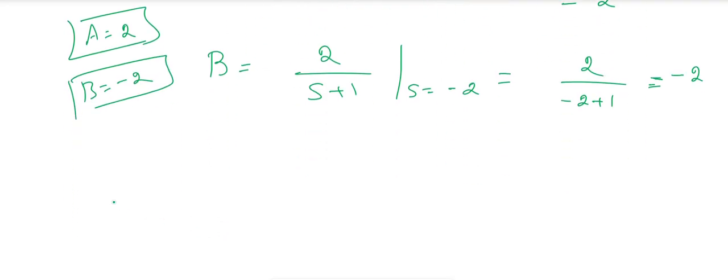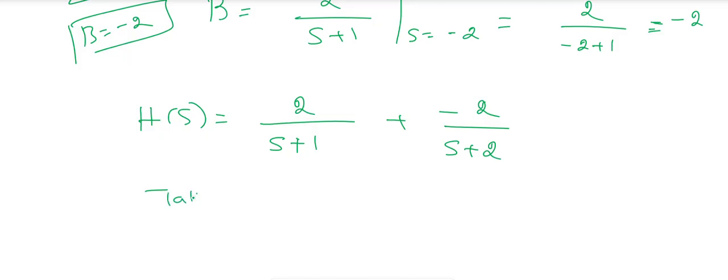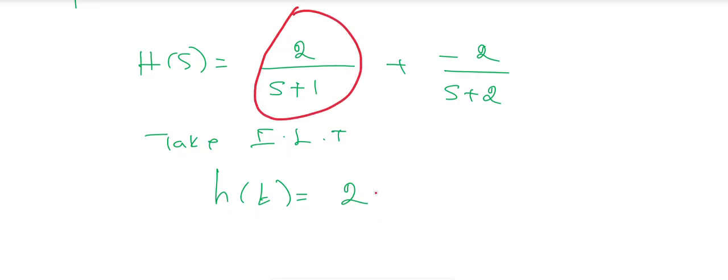Now you substitute. So H of s is equal to 2 by (s plus 1) plus minus 2 by (s plus 2). Take the inverse Laplace transformation, H of t. So by the impulse invariant method, H of t is equal to 2 into e power minus t, minus 2 into e power minus 2t.